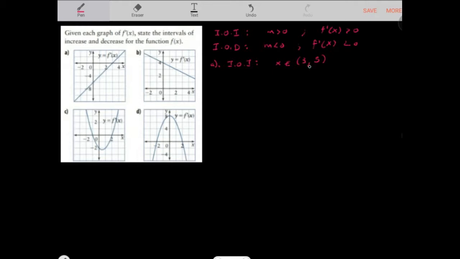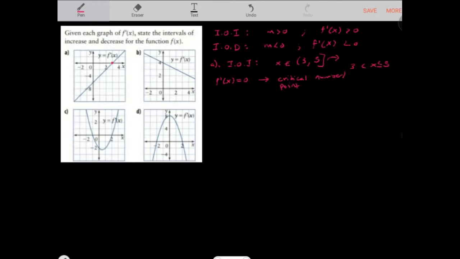Now you can notice here that I'm using the round brackets, so that means that x is greater than 3 but less than or equal to 5, because it should be positive. The reason I'm not including 3 is because at 3 we actually have a slope of 0, and we know that when f prime of x is equal to 0, this indicates what we call a critical number or a critical point.